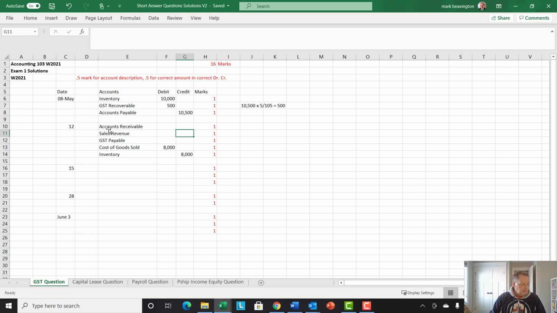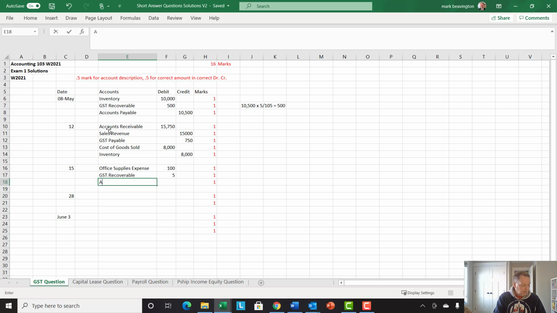We know the sales are $15,000. They tell us in the question. So the GST on that would be 5%, which is $750. So that means that we need to collect from this customer $15,750. Great. On the 15th, we buy office supplies, and so that's office supplies expense. And we know that it's $100 plus GST, so it's $100, and then it's GST recoverable, and that's 5%, which is $5. And we paid for this on account.